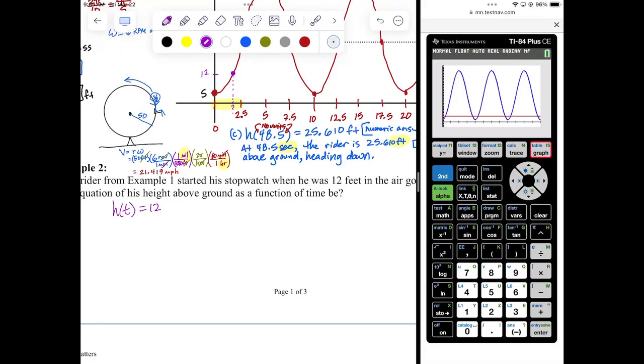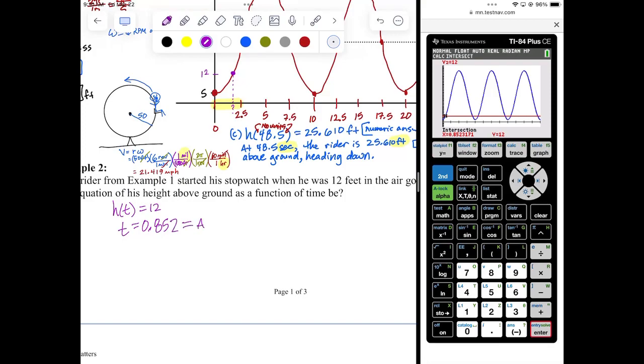So once we have it graphed, how do we find it? Second trace, number 5. Yeah, go to the calculate menu, second trace, number 5. Enter, enter, and then we just scroll over towards it. Enter, enter, and we scroll over to it. And it tells us that t is equal to 0.852.